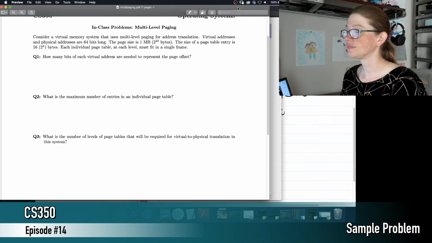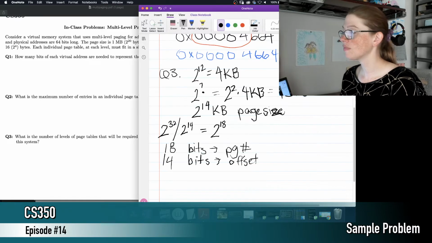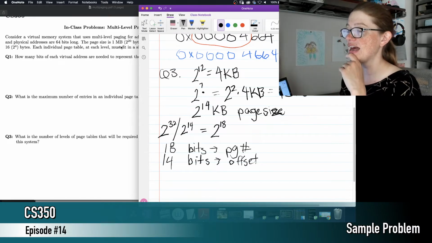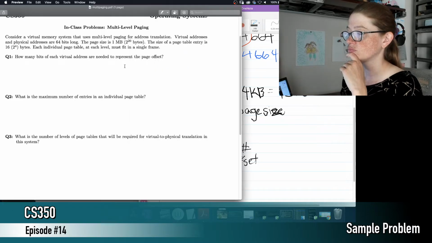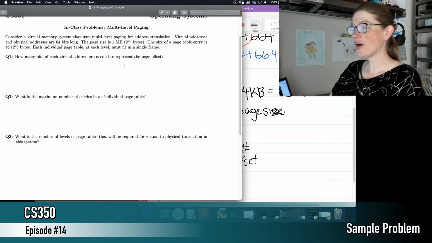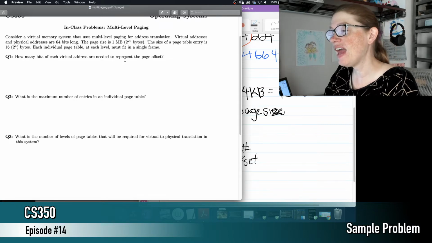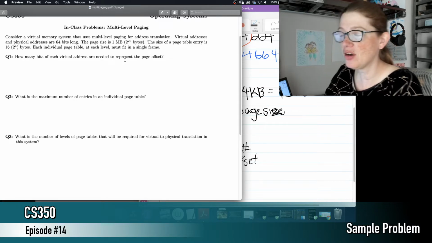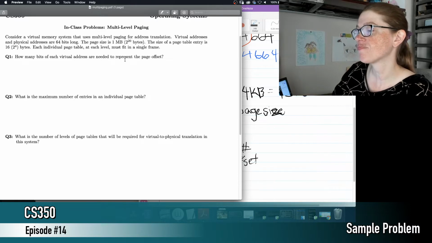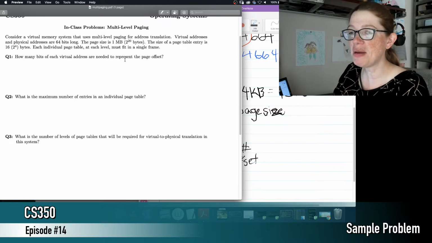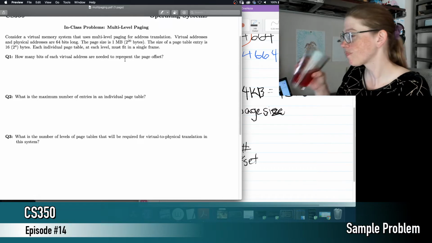Here we go. So the first thing we note is that our virtual and physical addresses are now 64 bits, and our page size is now 1 megabyte, or 2 to the power of 20 bytes. And it's also listed the size of a page table entry. We've also made mention of the fact that each individual page table has to fit in a single frame.